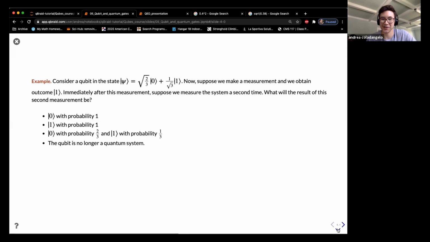Exactly. Jason says this correctly. This is exactly the collapse. Why not the last? No, the qubit is still, I mean, it's still a quantum. Well, so you have a good point.